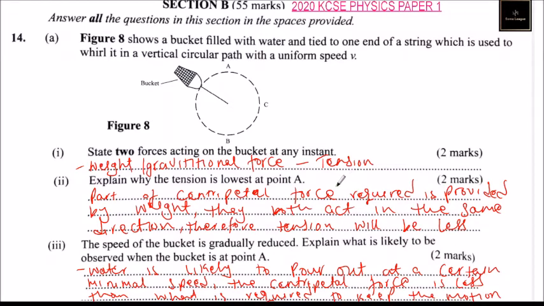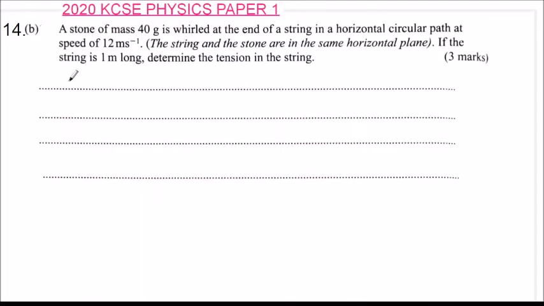So let's go to part B of the question. This is question number 14, part B. A stone of mass 40 grams is whirled at the end of a string in a horizontal circular path at a speed of 12 meters per second. The string and the stone are in the same horizontal plane. If the string is 1 meter long, determine the tension of the string.